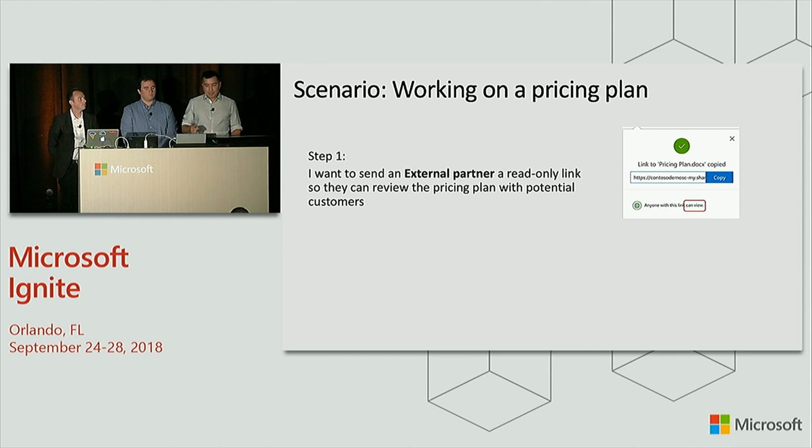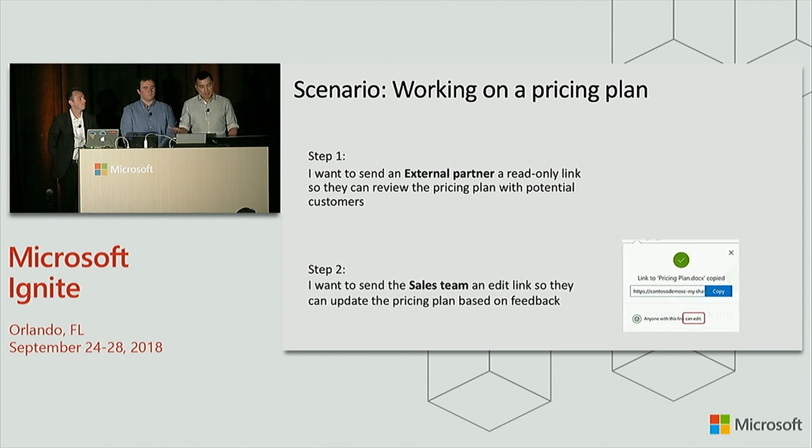So in this scenario, I have a pricing plan document that I want to share with an external partner. And so I just want to go copy a link to the clipboard and send it to them that lets them view that. By the way, our usage data shows that most people share documents by copying links to the clipboard, either because they want to write a real email, they want to drop it in a chat, they want to send it in a text message. And so in this case, I'm copying a link to the clipboard that lets people read.